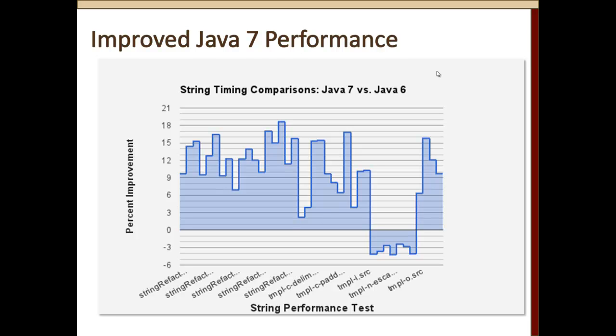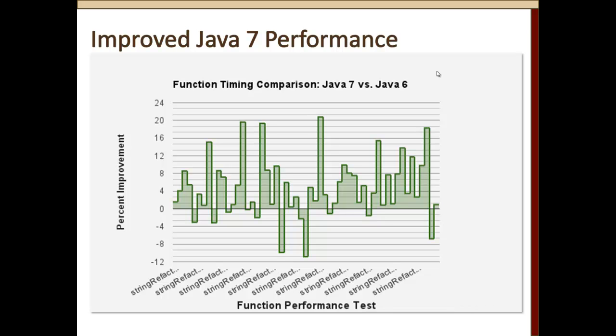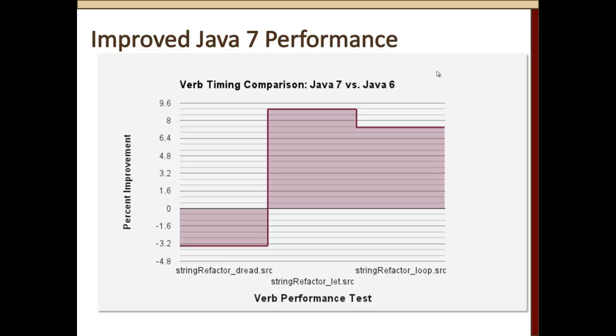Let's have a look at those same string timing tests, those micro benchmarks, but this time comparing Java 7 versus Java 6. And we see we get some nice performance gains here as well. Not nearly as much as the BBJ 12 to BBJ 11 gains, but still very substantial. Again, on the function timing, some nice gains. And finally, on the verb timings, we also get an overall gain on Java 7 versus Java 6.